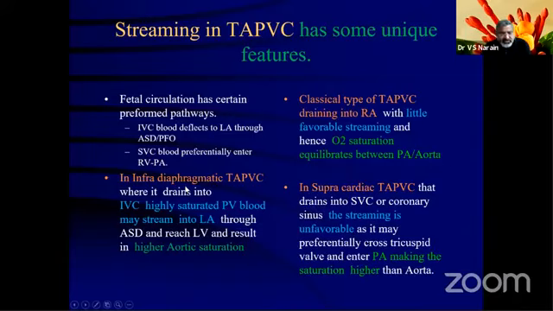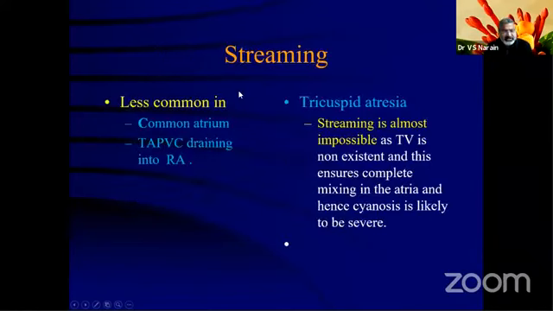But this is a question that is often asked, and one should be prepared to answer. Preferential streaming and how streaming is different in the different varieties of TAPVC. In the infradiaphragmatic variety, because of preferential streaming, you have higher aortic saturation. In the supracardiac variety, which drains into the SVC, preferential streaming leads to a higher saturation in the pulmonary artery. So remember that. And then you can have a lot of complex combinations, which we're not discussing.